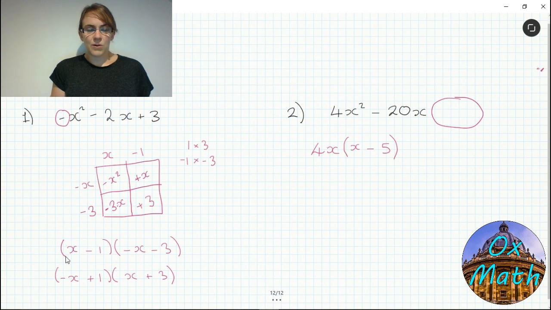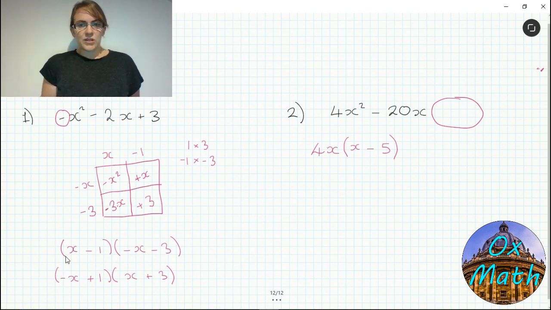So if there is no constant term, you actually only need one bracket, and it is a normal factorising, but people tend to forget that. If you had done it using the grid method, you would end up with the same thing. You would have ended up with a 4x plus 0 as one of our brackets, which is just the same as 4x. So you would still get the same answer, but you don't need to. If there is no constant term, you can do it as you would normally factorise an equation.